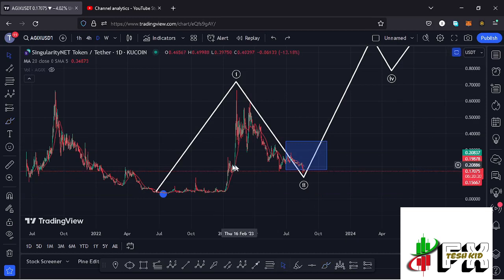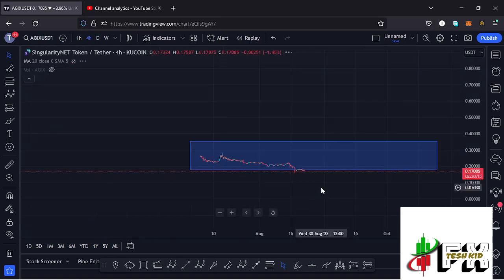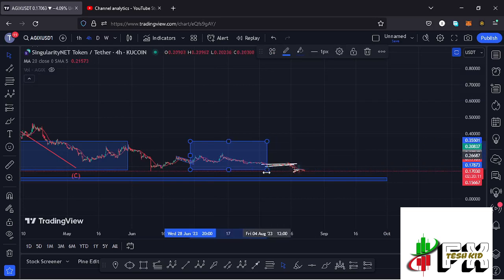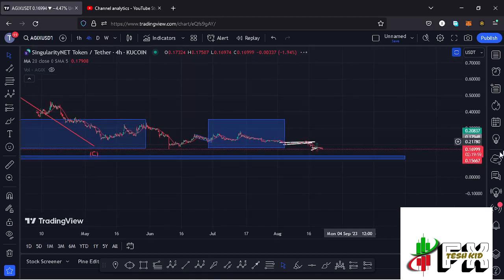And jumping to the 4-hour chart for further analysis and to give you the short-term target areas that we need to keep our eyes on, the key area of support that we also need to continue holding here on the charts is at around the 0.11, that is at around the $0.12 mark. That is a very significant area of support that we need to continue holding.